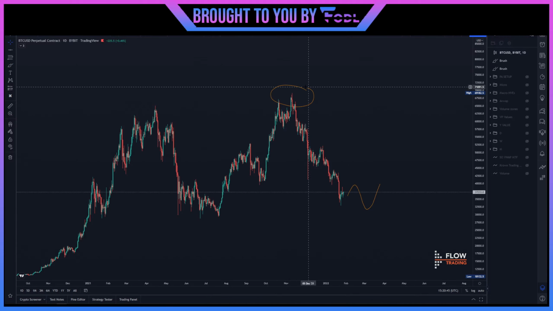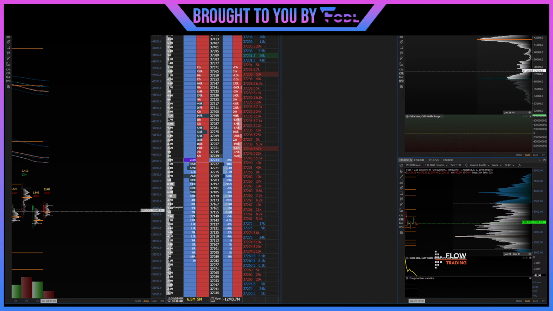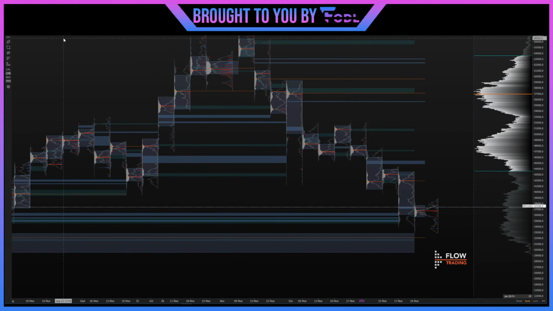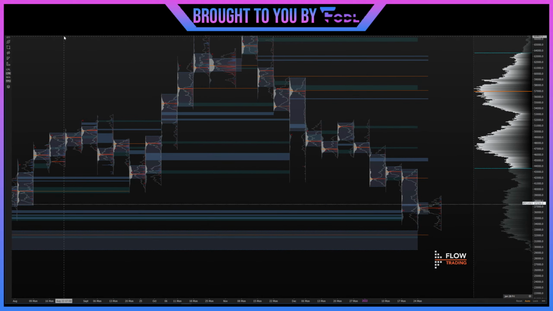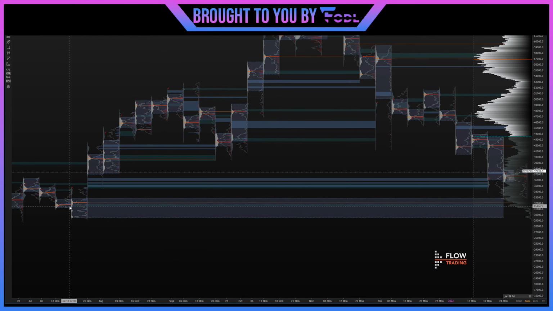Let me just delete this, and let's have a look at Exocharts. I'm going to start perhaps with the daily chart. Let's have a look at the weekly actually. Let's have a look at the weekly first. So the weekly chart you can see here on Bitcoin. This is a market profile chart. You can see that we've got a couple of weeks of July.